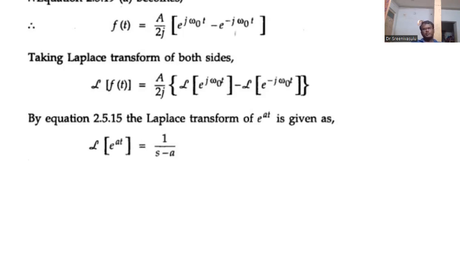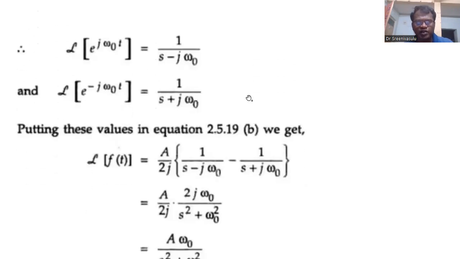Next, coming to e power minus at u of t. The Laplace transform is 1 by s plus a, and the corresponding ROC: again, there is a pole at s is equal to minus a, so it is a right-sided signal. The ROC is real part of s greater than minus a. Based on these standard Laplace transform formulas we already discussed, now you replace that content here.